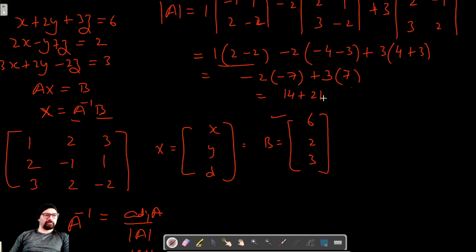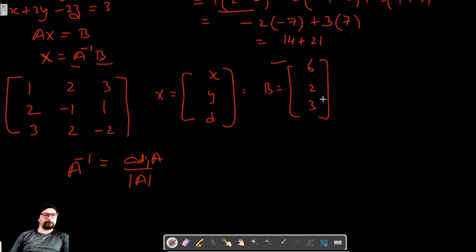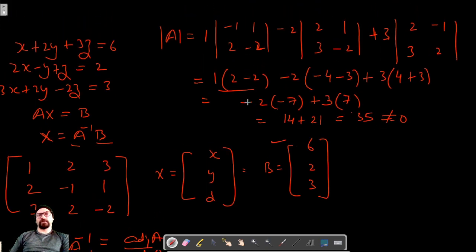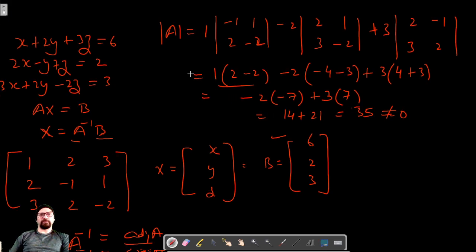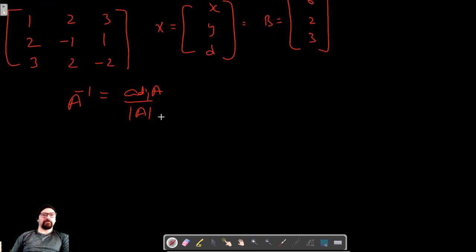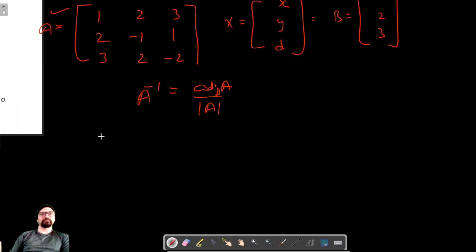Determinant of A is 14 plus 21, which is equal to 35, and that is not equal to 0. Okay, so we are done with the determinant of A. Let's keep it in the square bracket as determinant of A. Now we have to find the adjoint of A. So this is our matrix A.